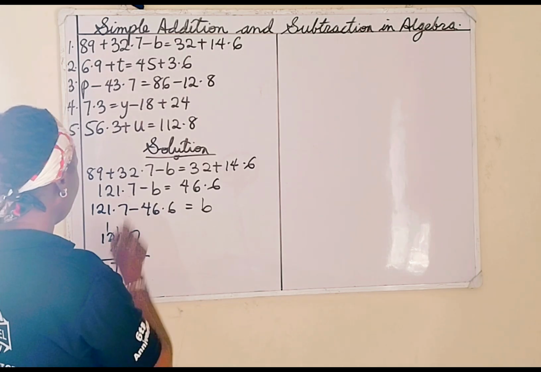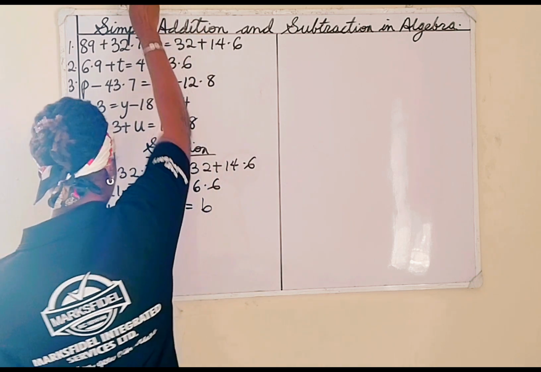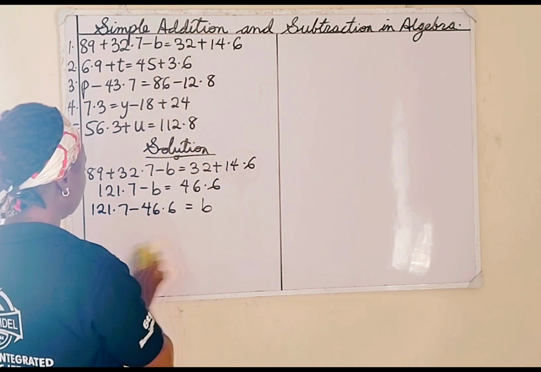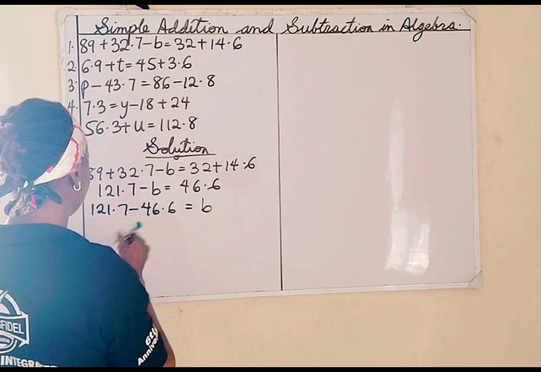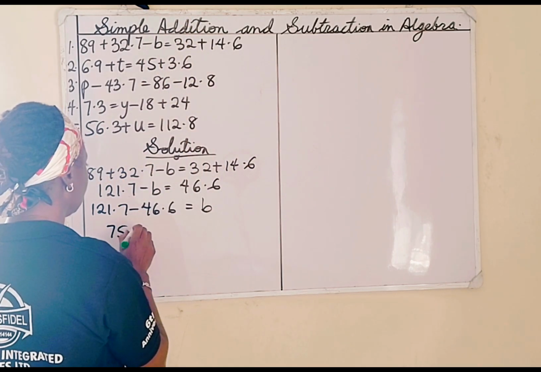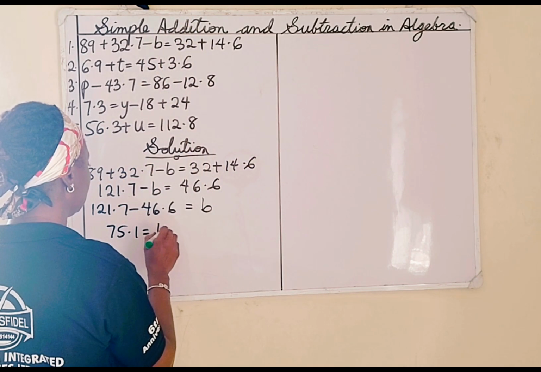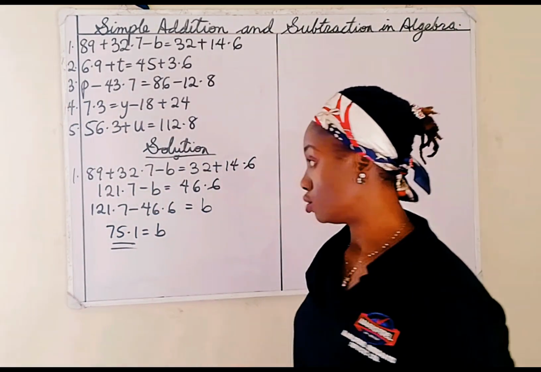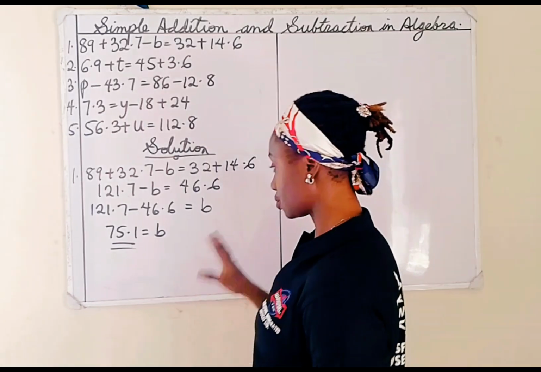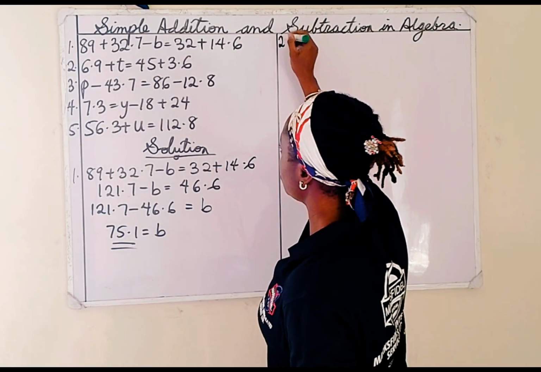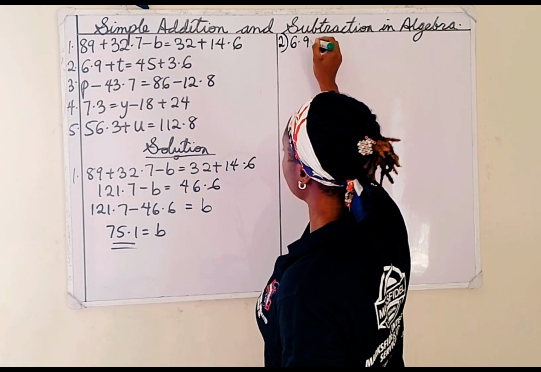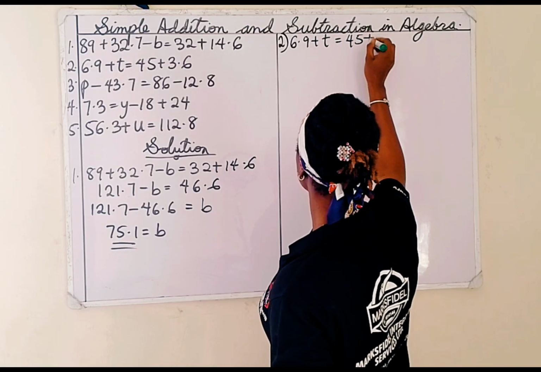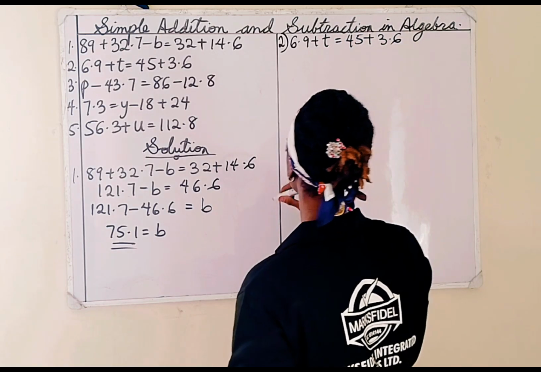So we have 75.1, right? And this is our final answer. B equals 75.1. Okay? Question 2. 6.9 plus t equals 45 plus 3.6.